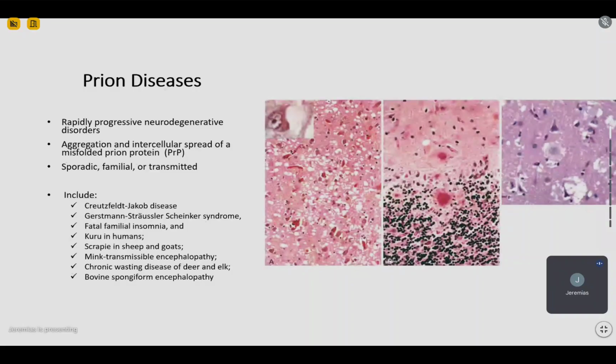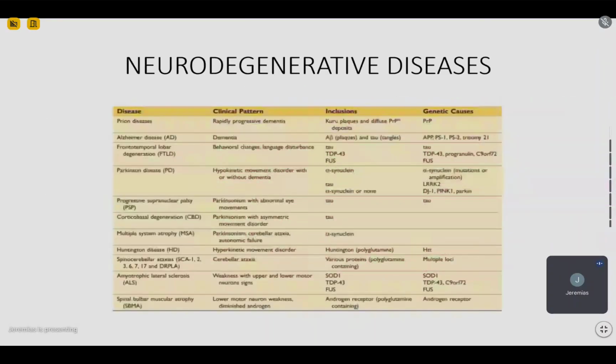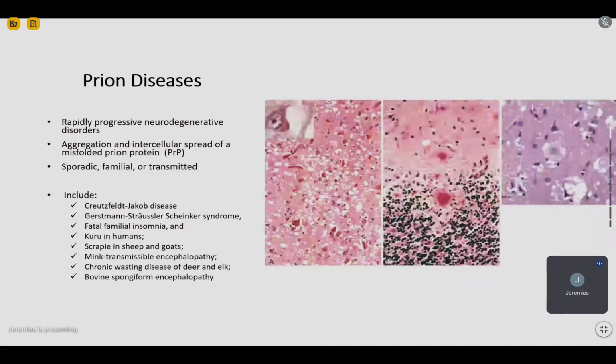Also, it is important to mention the prion diseases, still under neurodegenerative. It is a rapidly progressive neurodegenerative disorder caused by aggregation and intercellular spread of the misfolded prion protein, called PrP.